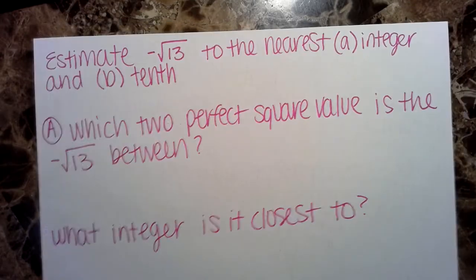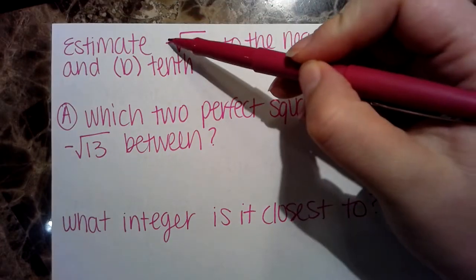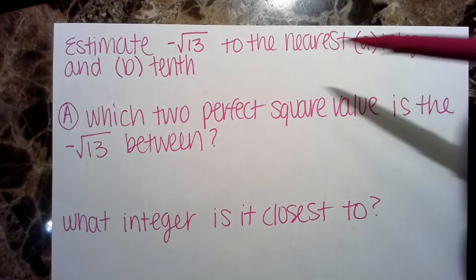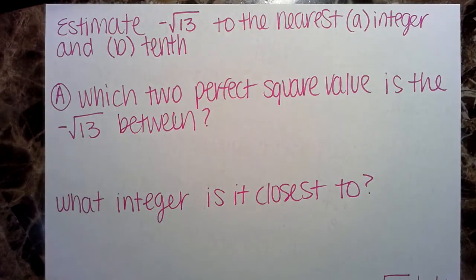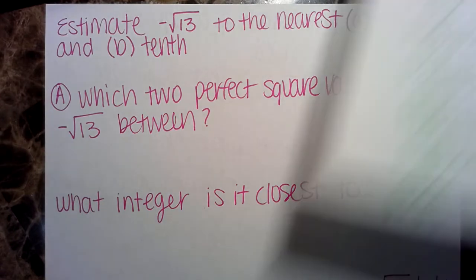So we're now going to estimate -1 times the square root of 13 to the nearest integer and tenth. So we're first going to figure out which two perfect square values negative square root 13 is between.